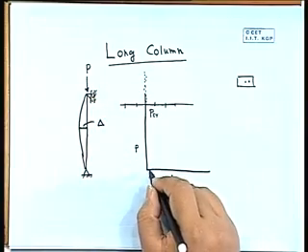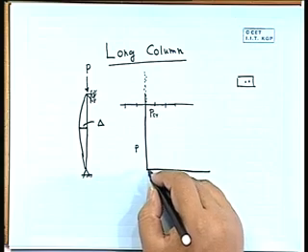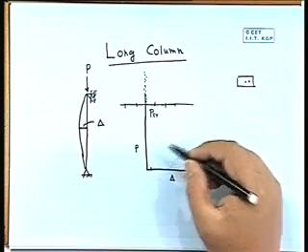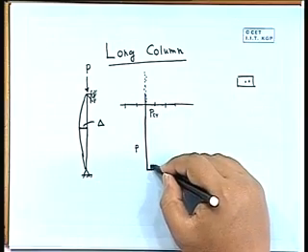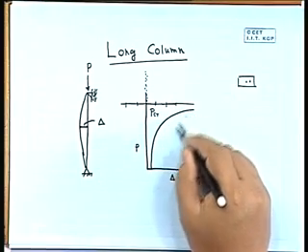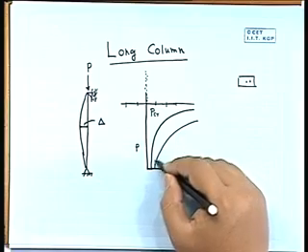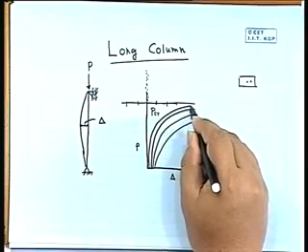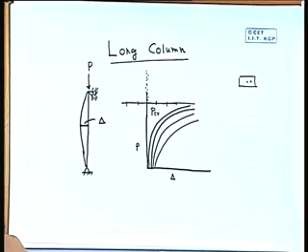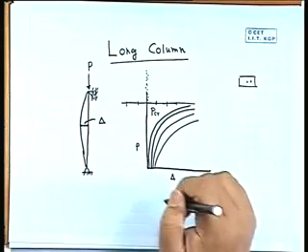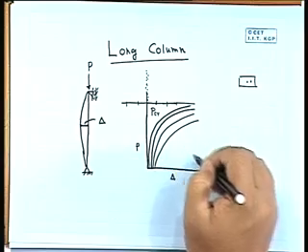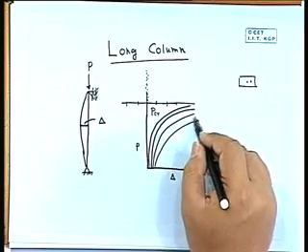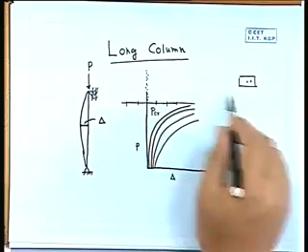So, if we start from some imperfection here, we get some curve like that. Now, if we increase the level of eccentricity or level of imperfection, the curve will be much flatter. If it is 0, it will try to take the shape like this.